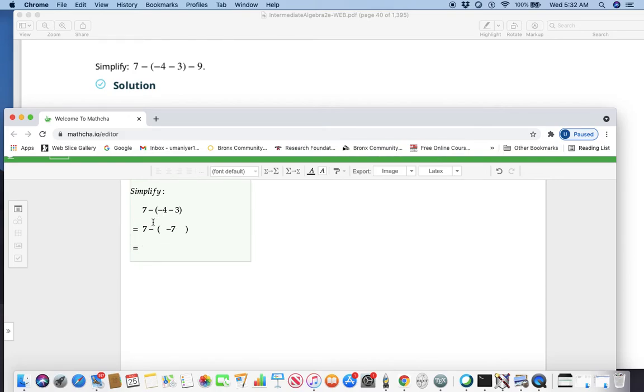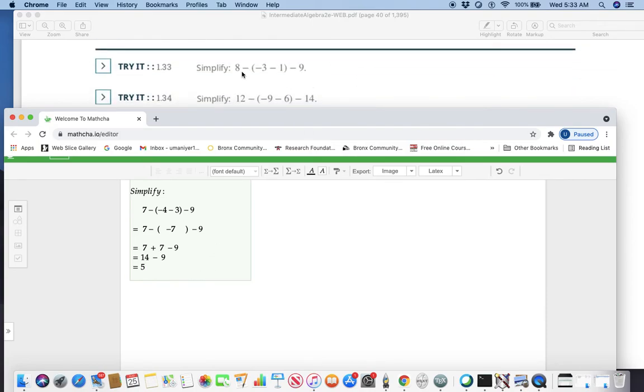So what happens with this? Now you have a sign followed by a sign. Negative followed by a negative is a positive. 7 plus 7 is a 14. Okay. Whoops, I forgot the minus 9, right? Negative 9 here, negative 9 here, and negative 9 here. No harm done. 7 plus 7 is 14 minus 9. 14 minus 9 is a 5.